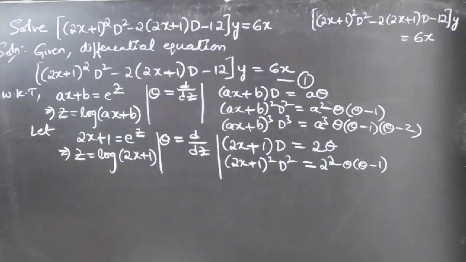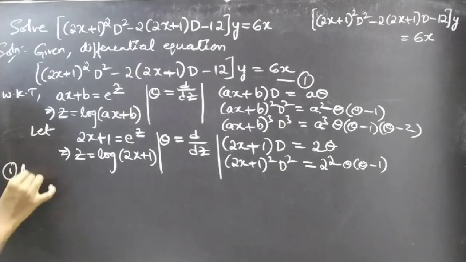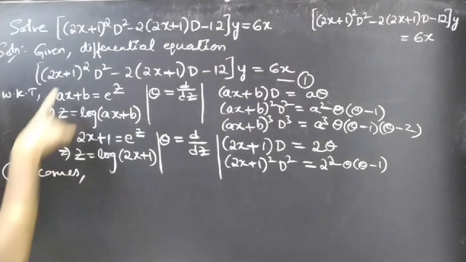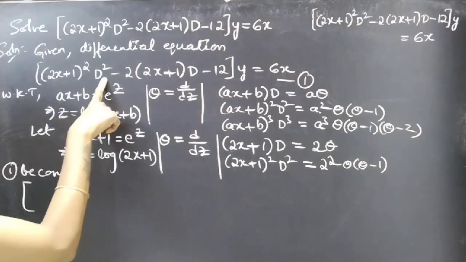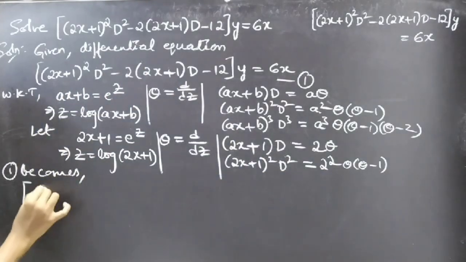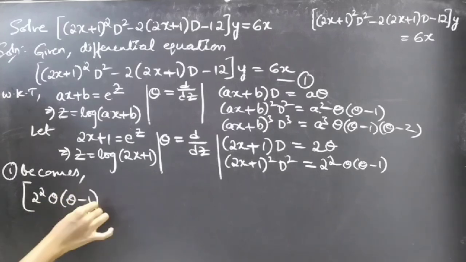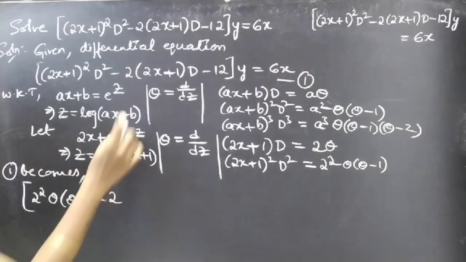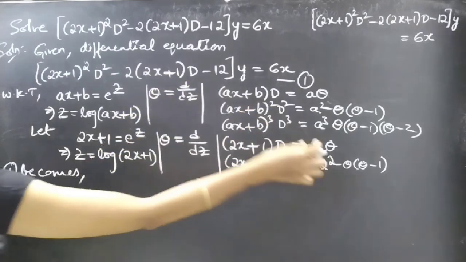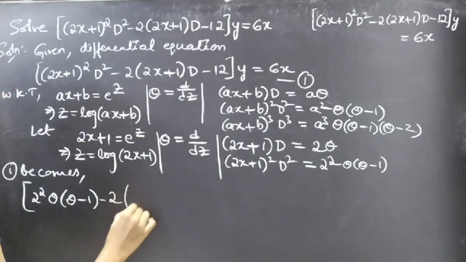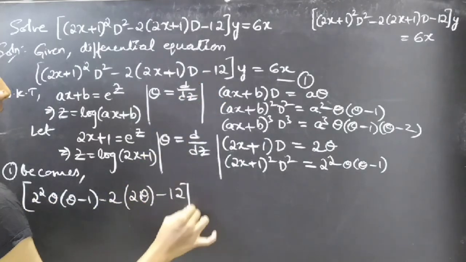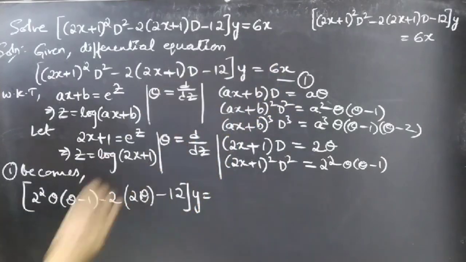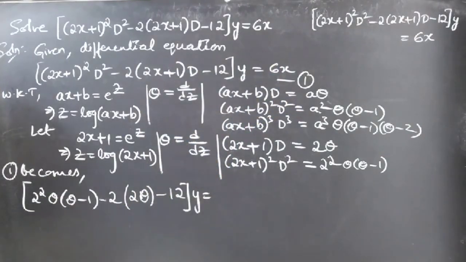Fine. Now coming to the problem, equation 1 becomes, now we'll just replace this. 2x plus 1 whole square into d square can be replaced by 2 square into theta of theta minus 1, minus 2 into 2x plus 1 into d can be replaced by 2 theta. So you'll get 2 theta minus 12 into y equal to, you're having 6x, right? Here we'll get some function of z.